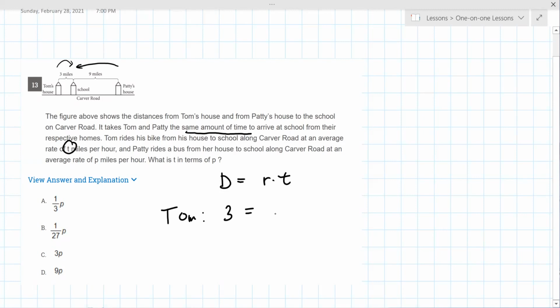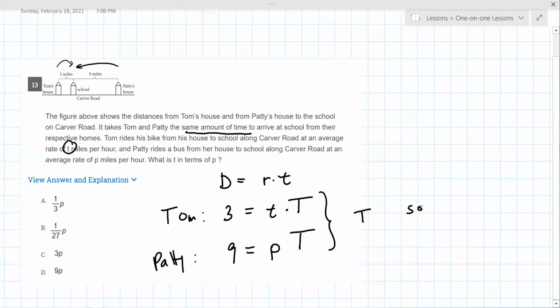So let's say this t is big T. Is that okay or is that weird? That's fine. Okay. Now Patty, her distance is 9, and her rate is p, and since it takes the same amount of time, big T. So now the only variable that you can set these equal to is big T. So you have to solve each one for big T.